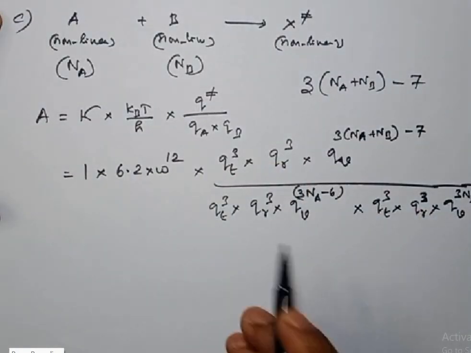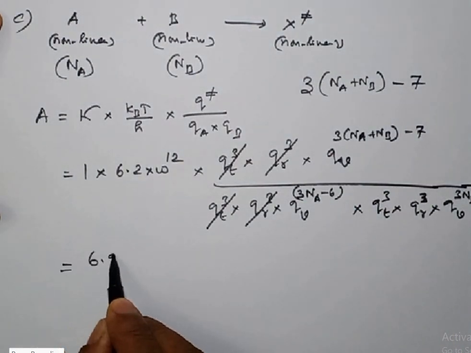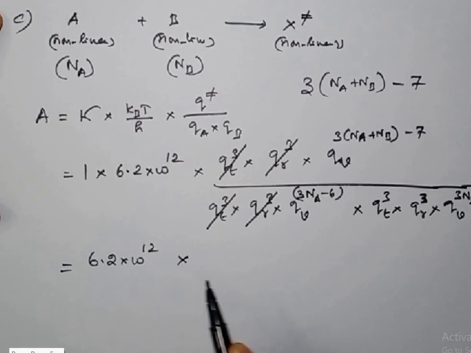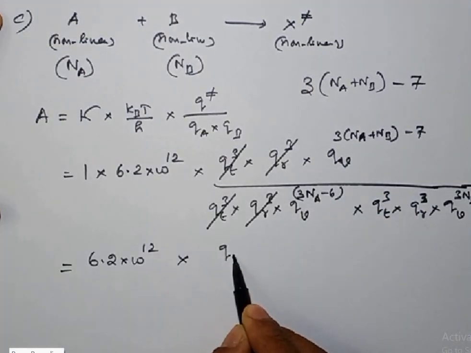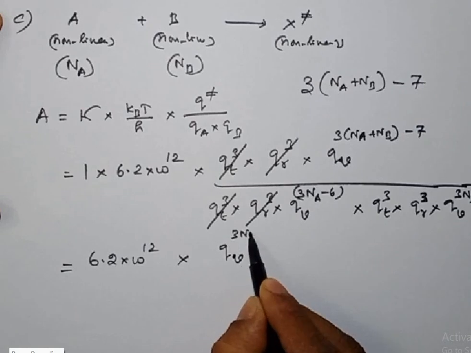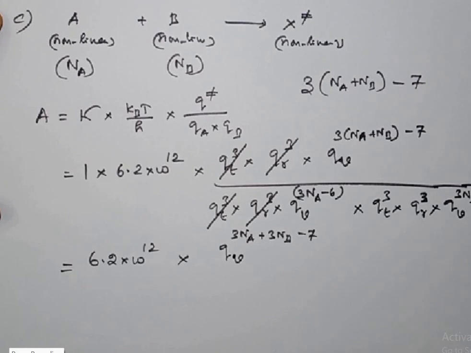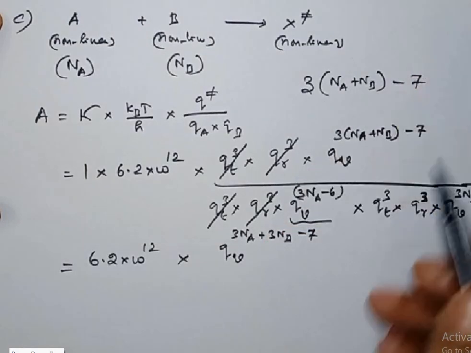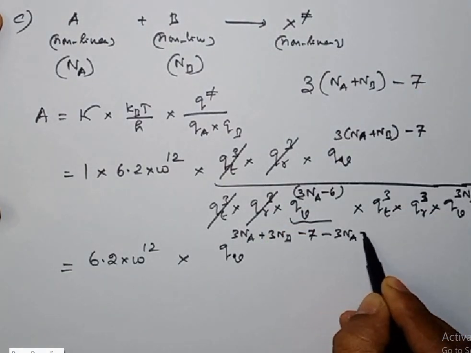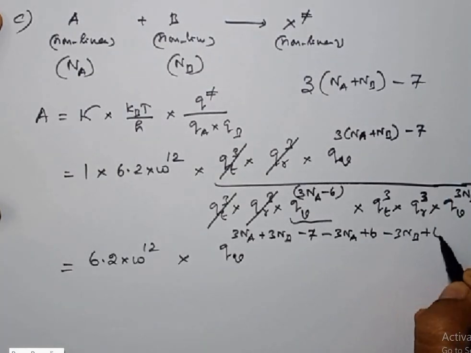Now we'll simplify this. Listen, QT cube with QT cube cancel, QR cube with QR cube cancel. So what we are left with is 6.2 into 10 to the power 12 into QV. I'll write this in a clear manner: I'll multiply by 3, so 3Na plus 3Nb minus 7, and I have QB power 3Na minus 6. If I bring it to the numerator, I'll get minus 3Na plus 6. Similarly, if I bring this term to the numerator, I'll get minus 3Nb plus 6.